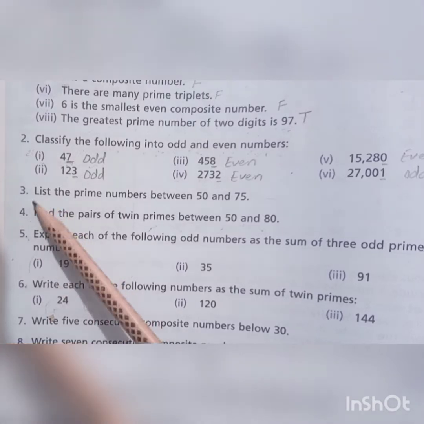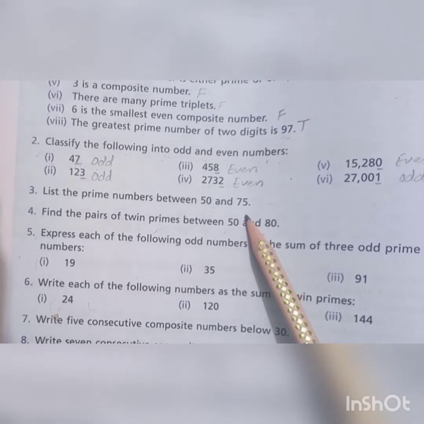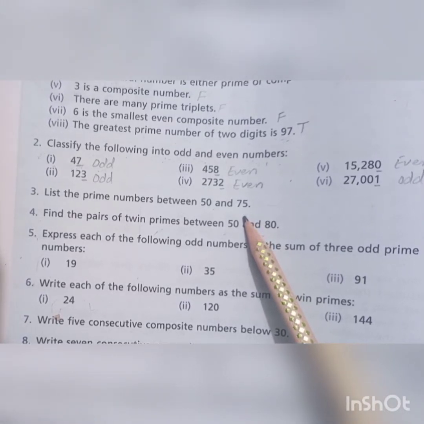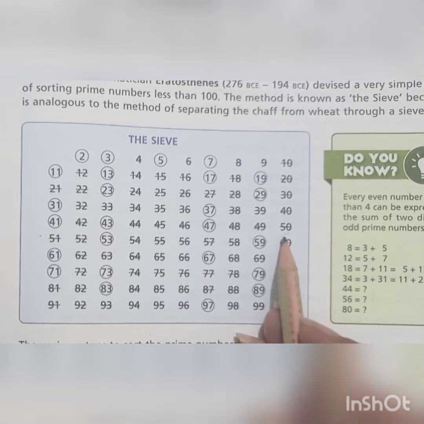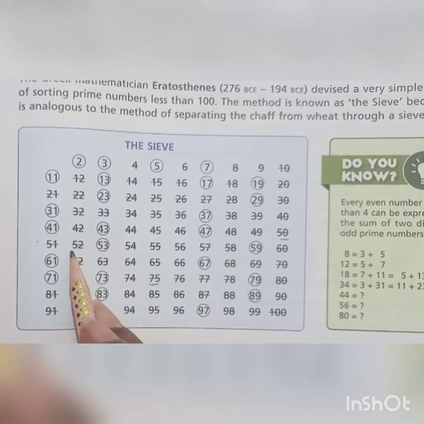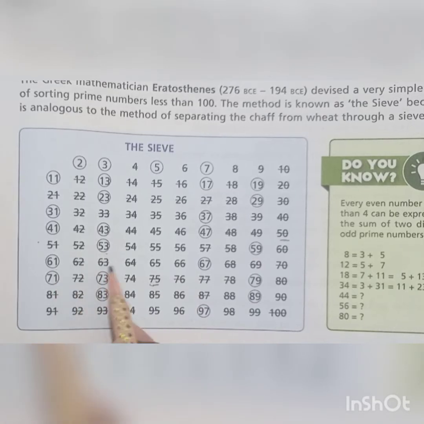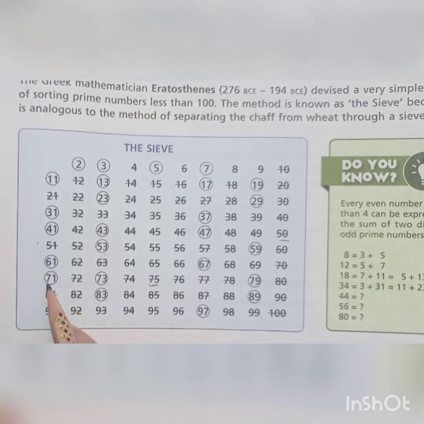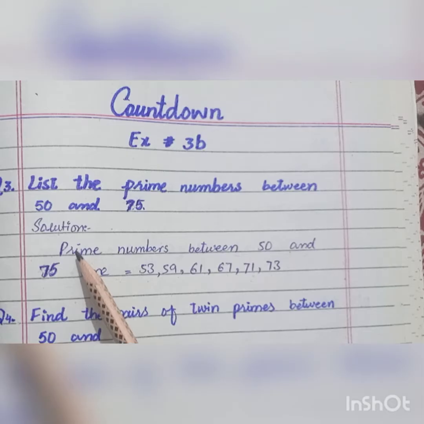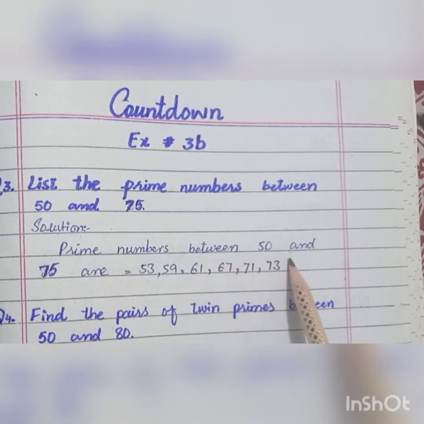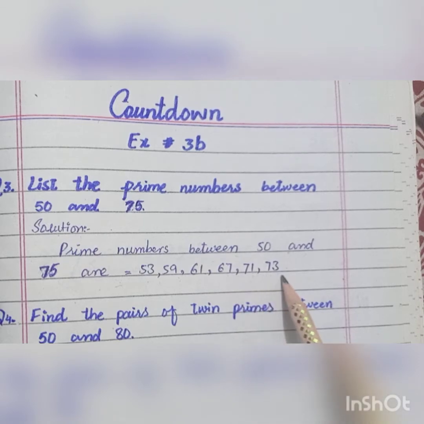Now students, let's move towards question number 3, that is list the prime numbers between 50 and 75. Let's see the prime numbers between 50 and 75. As we can see in the chart, the prime numbers between 50 and 75 are in the form of circles: 53, 59, 61, 67, 71 and 73 in the range of 50 and 75. Now here is the solution, that is prime numbers between 50 and 75 are 53, 59, 61, 67, 71 and 73.